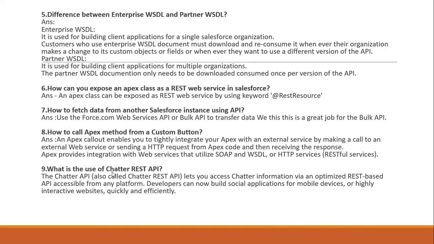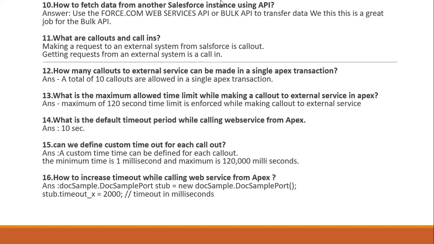And what is Chatter REST API used for? The Chatter API, also called the Chatter REST API, lets you access Chatter information via an optimized REST-based API accessible from any platform. Developers can now build social applications for mobile devices or highly interactive websites quickly and swiftly.